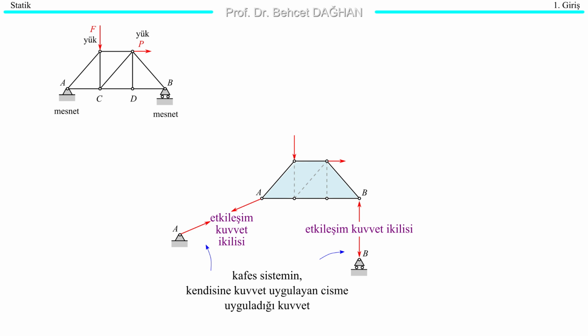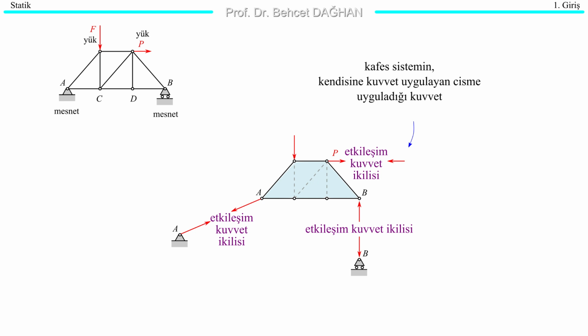Let's look at the loads. The force P has a counterpart on the body that exerts the force P. These two form an interaction force pair. Likewise, the force F has a counterpart on the object that applies the force F to the truss. These two forces form an interaction force pair.